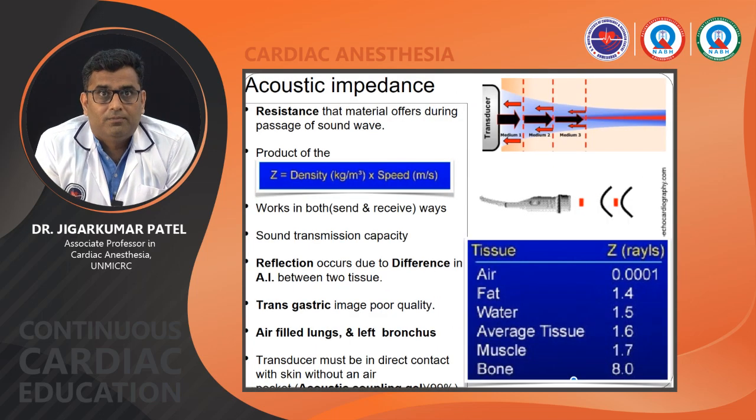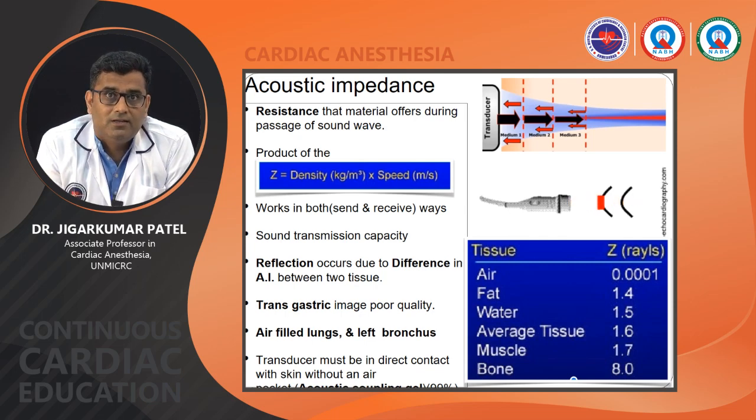And the last important property is acoustic impedance. It is the resistance that a material offers during the passage of a sound wave. When a sound wave travels in any medium, it will provide resistance. It is calculated by multiplying the density of the medium and the speed of the wave. So density will affect this impedance. When density is increased, then impedance is increased.